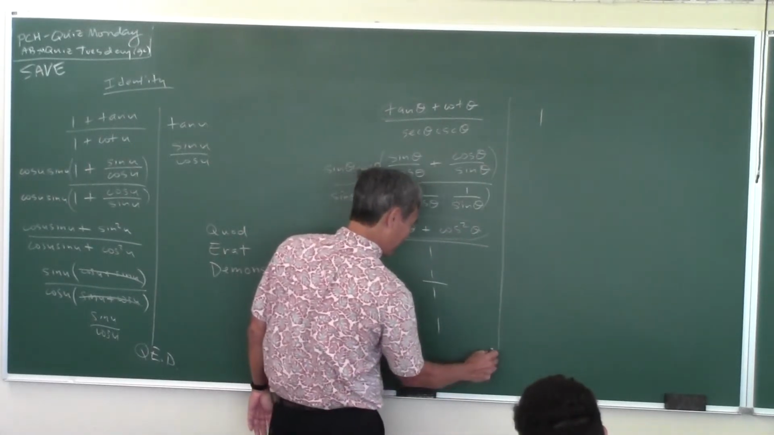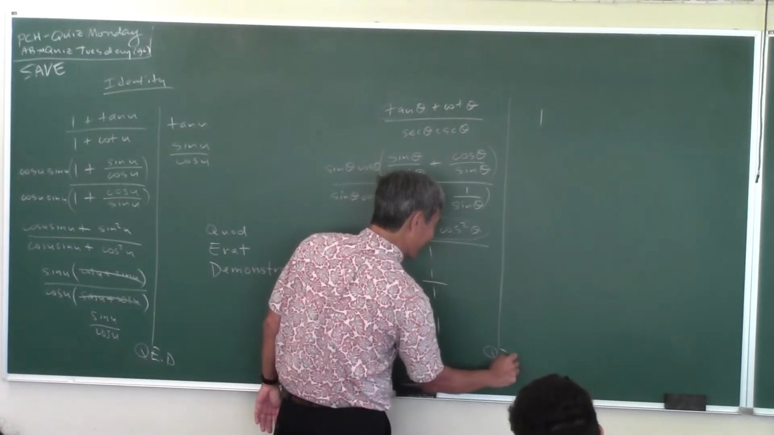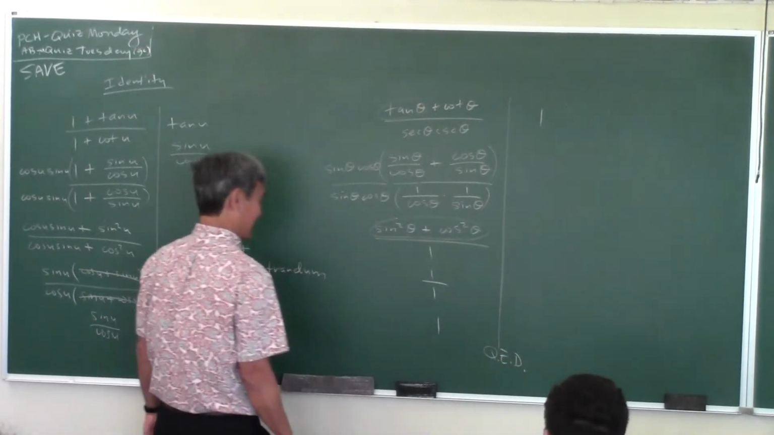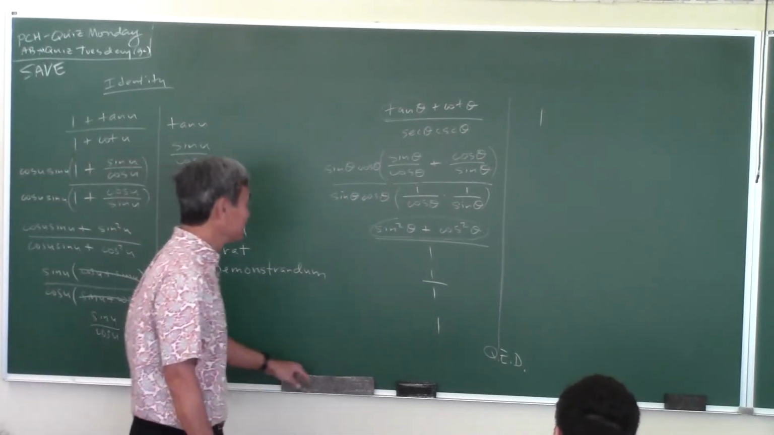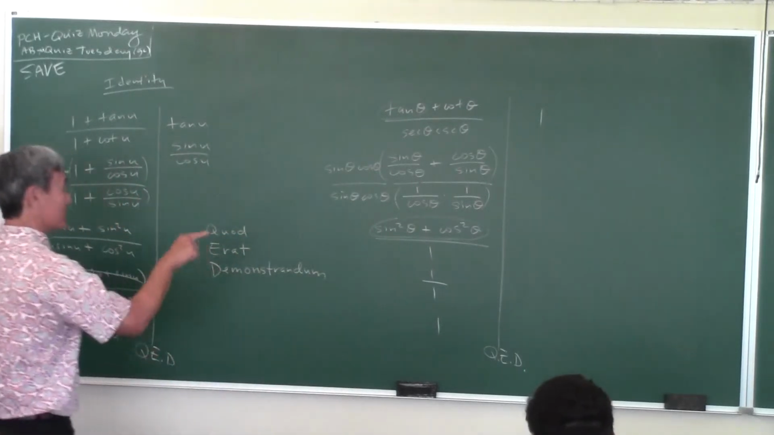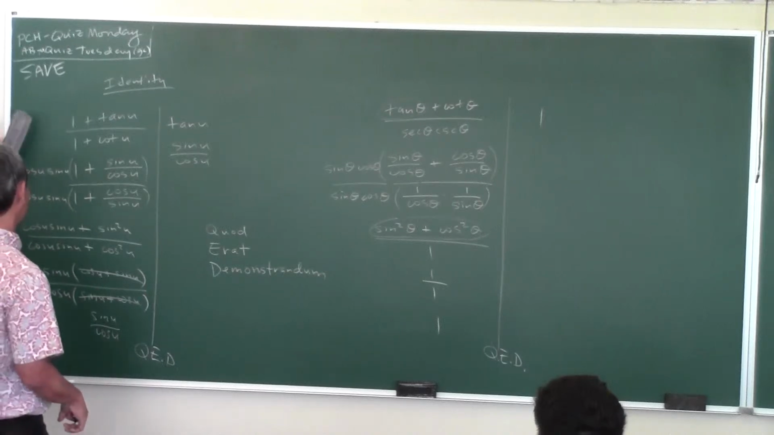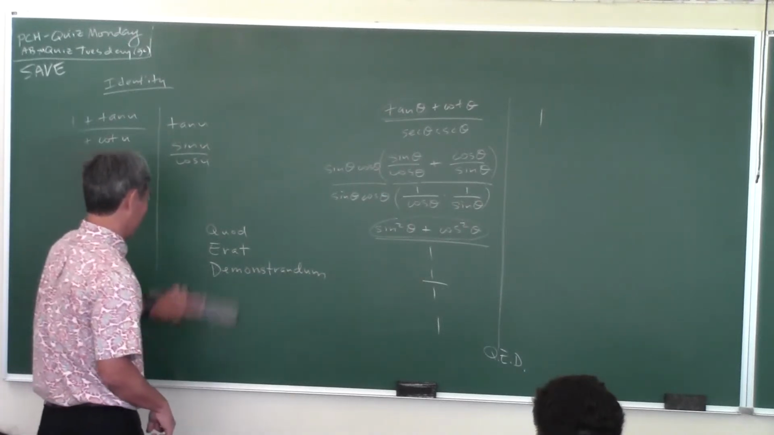So what do I write? QED. Quite easily done. Quod erat demonstrandum. Hey, that was actually easier than that one. We should have done that one first. Whatever, Danny.